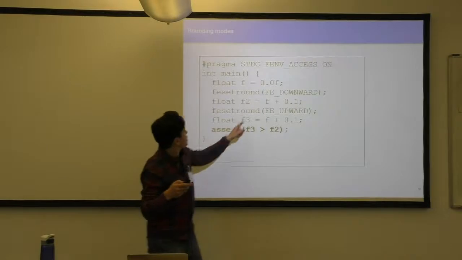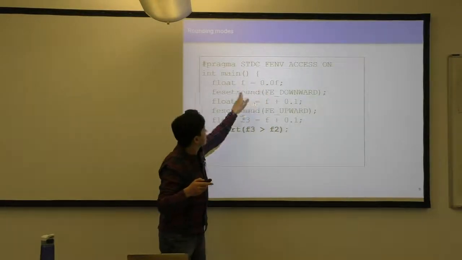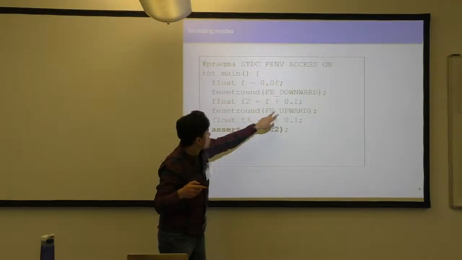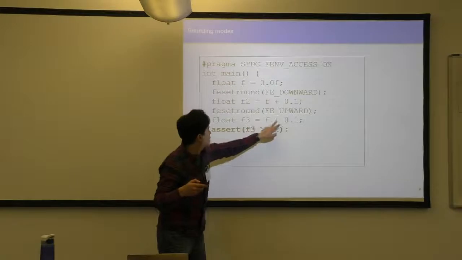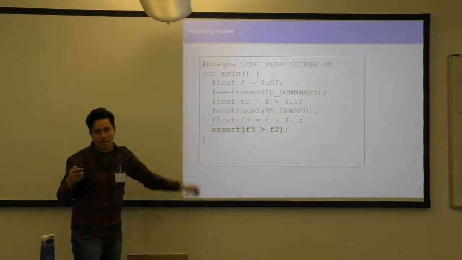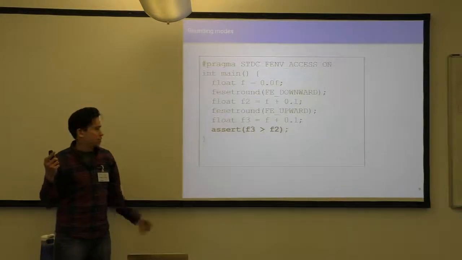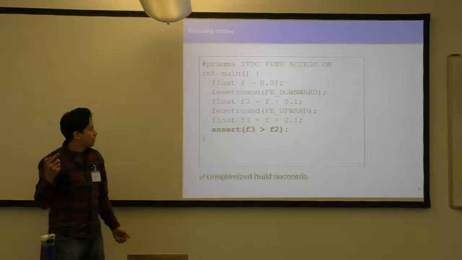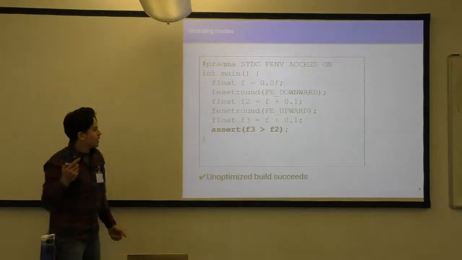So in this small example, we have f, which is 0. We set the rounding mode to down. We add 0.1 to f, and then we change the rounding mode to up, and then we add it again, and then we assert that f3 is bigger than f2. So any guesses as to what will happen here? Will this assert pass or fail? No, it passes. It's a little bit subtle.